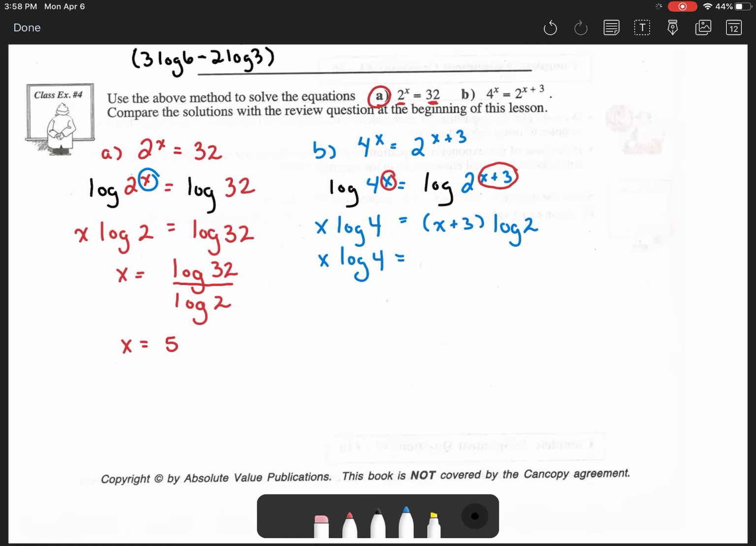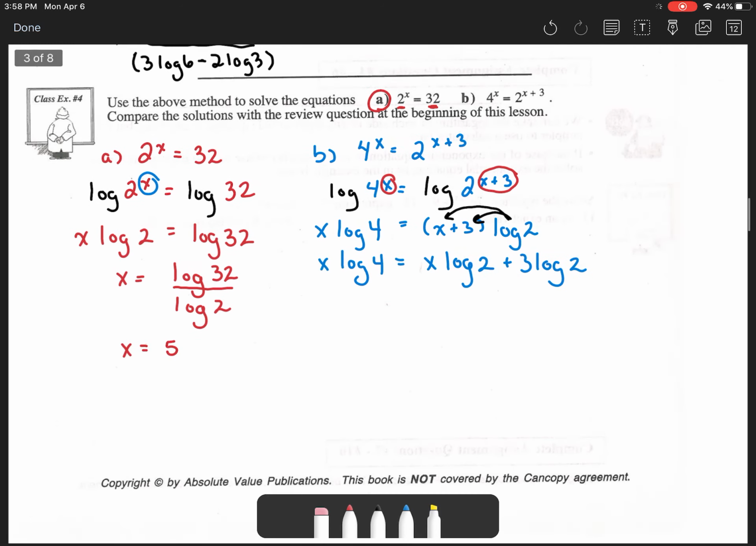The left-hand side is going to stay as x log 4, but I have to be careful here, and this is why I put it in brackets, because that log 2 is going to get distributed to each of those terms. So you're going to have x log 2 and then plus 3 log 2. All the expressions that contain the x I'm going to take to one side, which in this case will be the left side. So I'm going to have x log 4 minus x log 2, leaving just the 3 log 2 on the right-hand side of the equation.